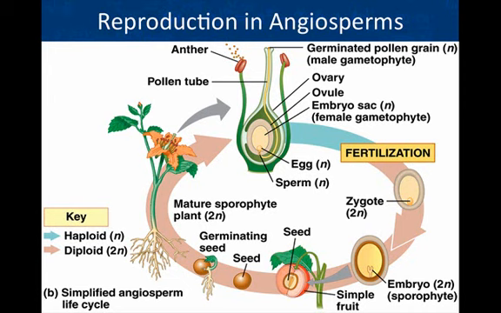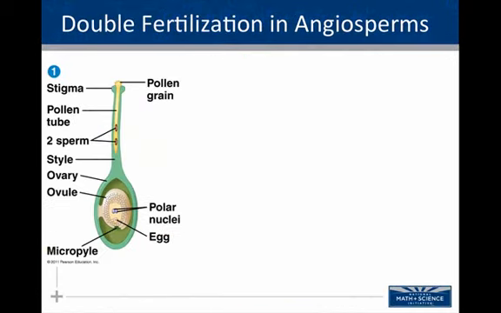Though the details of particular reproductive cycles of plants and animals are no longer specifically covered on the AP Biology exam, double fertilization is so crucial to the evolutionary success of angiosperms that we must visit it and discuss it for the exam. So here we have the carpel or the pistil. You have the stigma, style, and the ovary, and we can see polar nuclei in here, and we can see the egg.